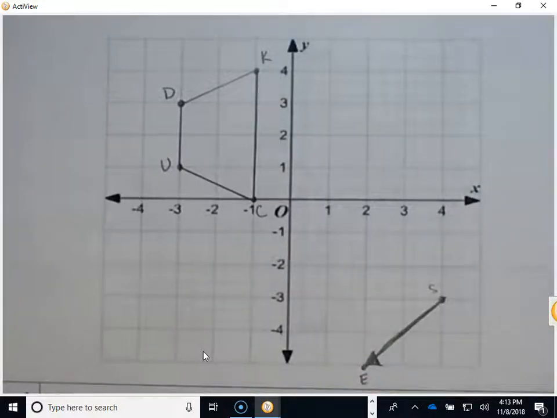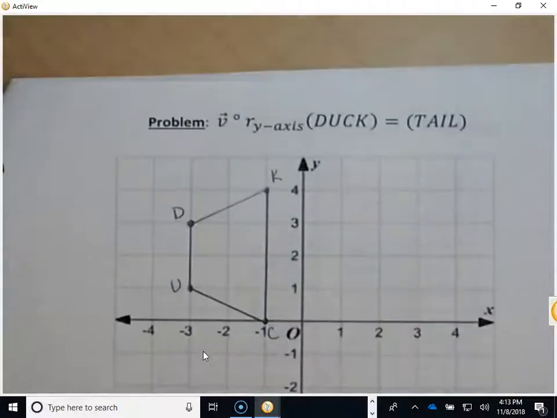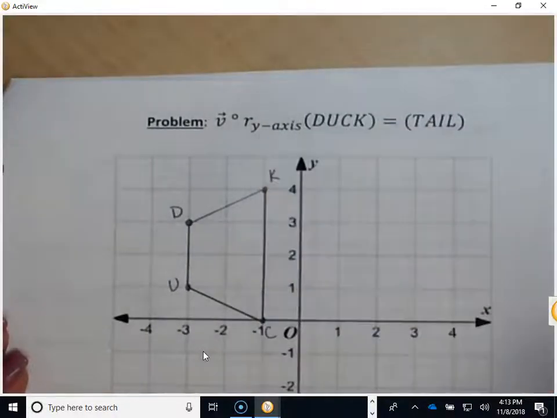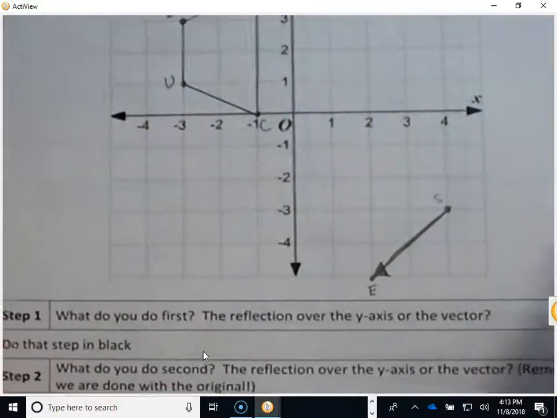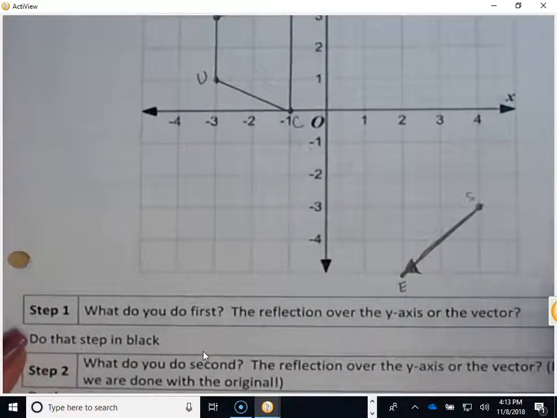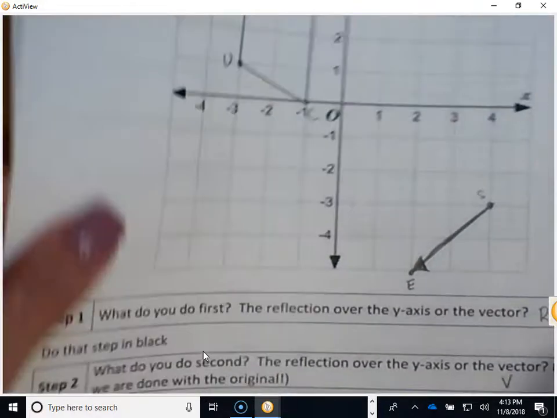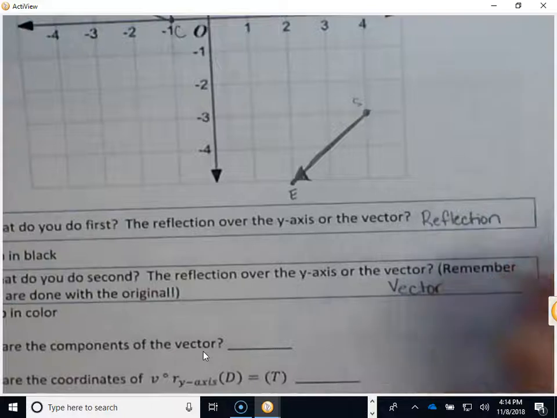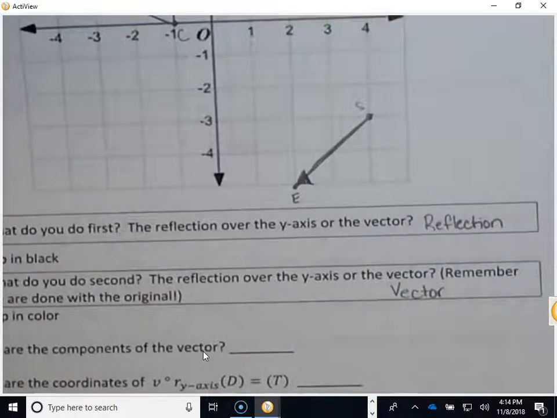All right. So first things first, we're reflecting DUCK across the y-axis. So down here to answer step number 1's question, what are we doing first? Are we reflecting, or are we doing the vector? We're going to do our reflection first. Second, we do our vector. So that's the order we're doing them in, because we're working from our parentheses on out.